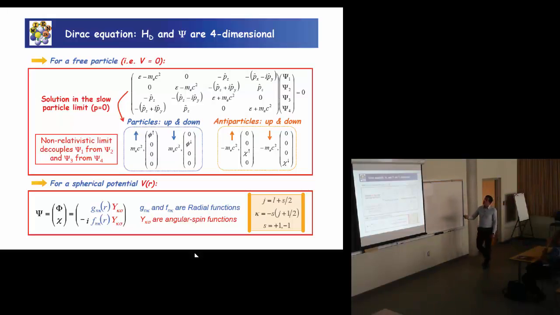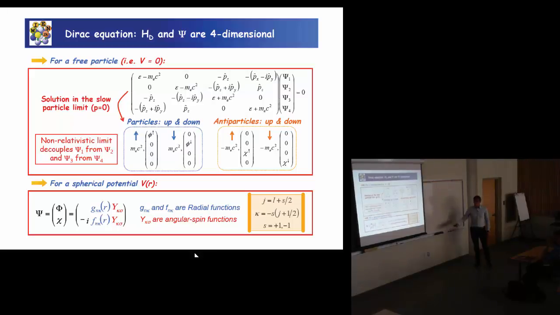If now you express this Hamiltonian, but not for the free particle, but for a particle which is in a spherical potential, you will have the possibility to express the large component and the small component based on a product of radial function and angular function. And we will have to use quantum numbers which can be used for relativistic effect. So L and S are not anymore the good quantum numbers. You have to use the relativistic quantum number that for chemists will be J, and for physicists will be kappa. And they are interrelated.